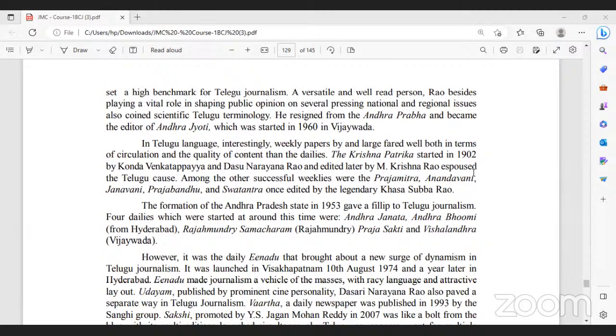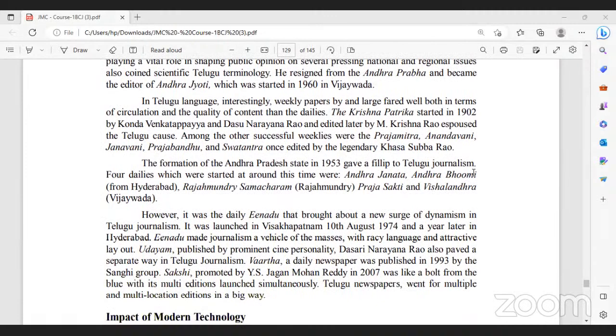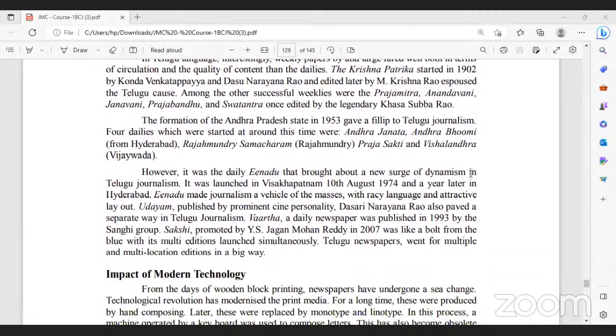that started in 1902 by Konda Venkatappaya and Dasu Narayan Rao, and later edited by M. Krishna Prasad. Then we have Prajamitra, Anandavani, Janavani, Prajabandhu, and Swatantra were also edited by legendary Kasa Subbarao. The formation of Andhra Pradesh state in 1953 also gave a fillip to the Telugu journalism. Then we also see there is a modern impact of modern technology.